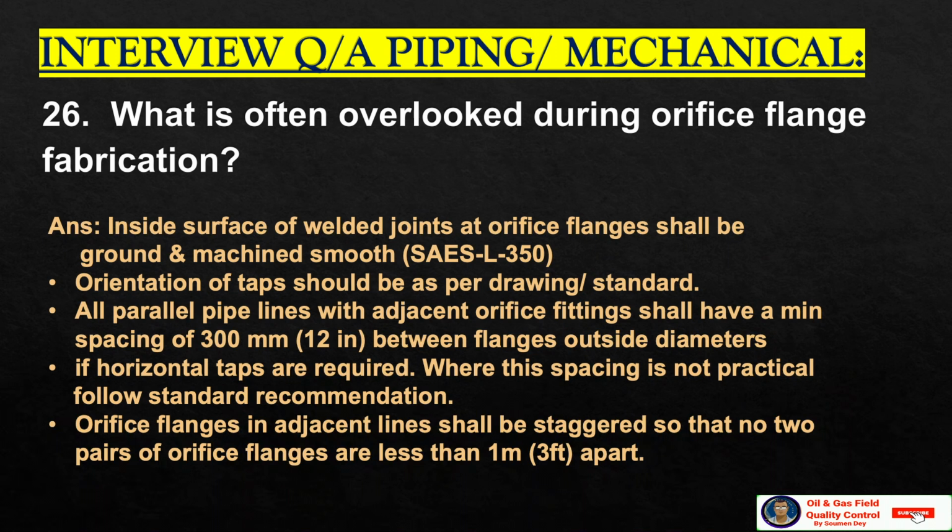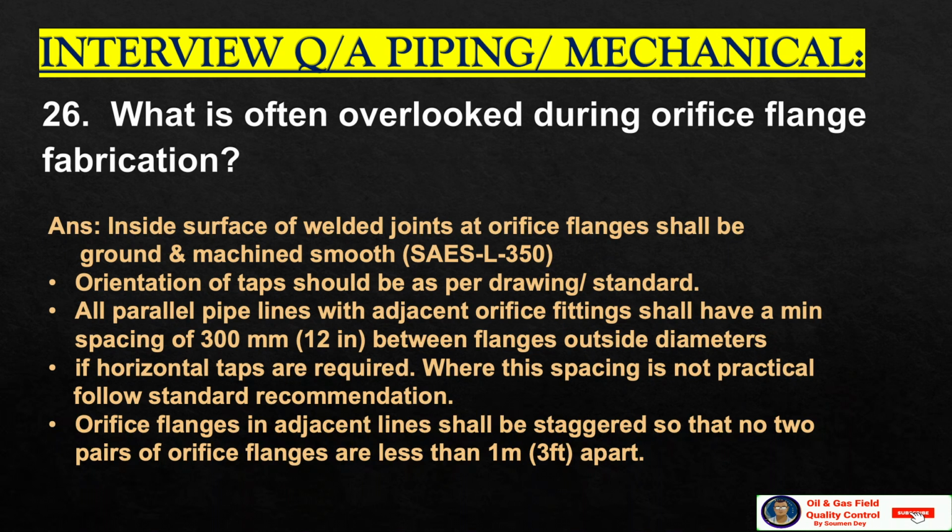What is often overlooked during orifice flange fabrication? The inside surface of the welded joint at orifice flanges shall be ground and machined smooth. SAES-L-350. Orientation of taps should be as per drawing and standard.